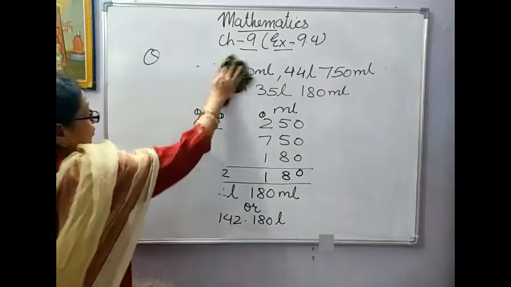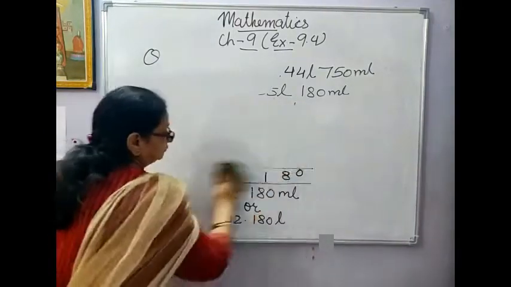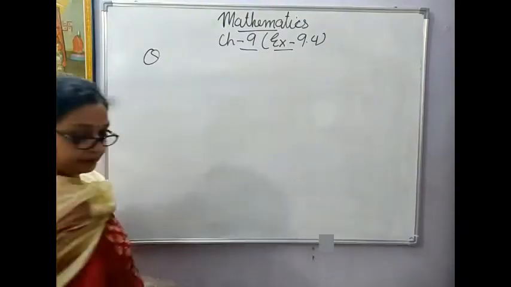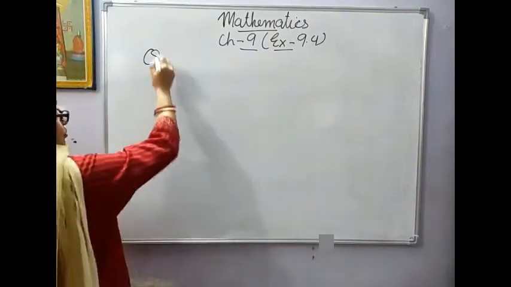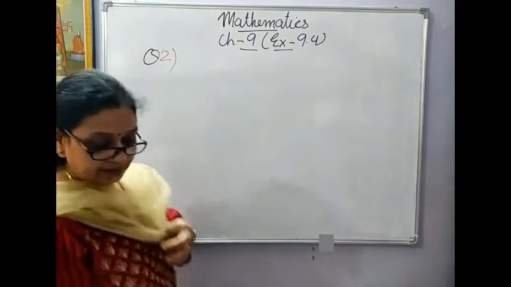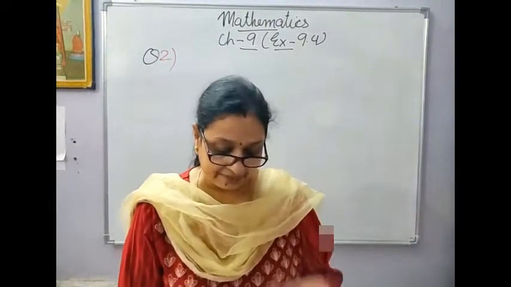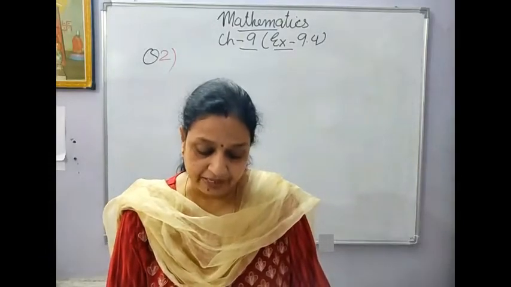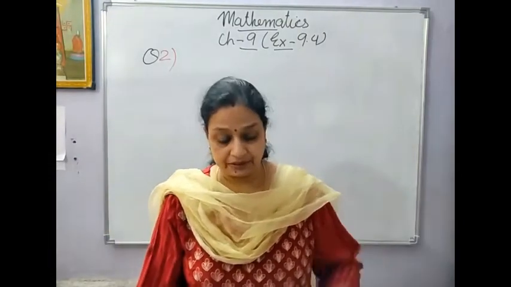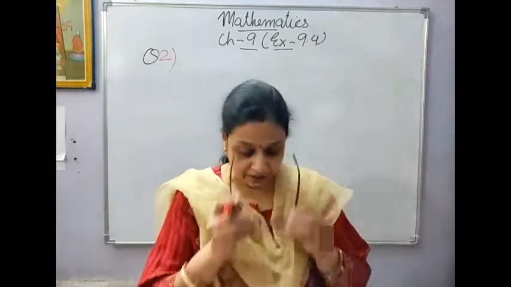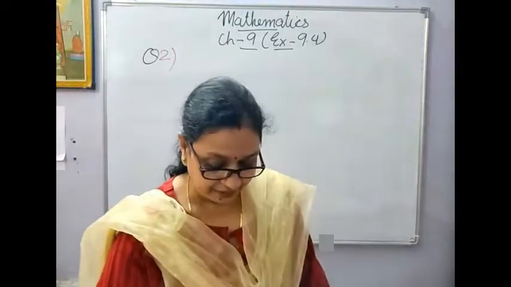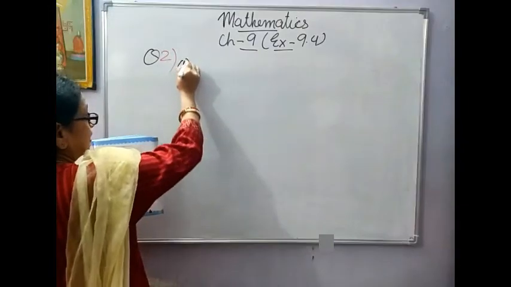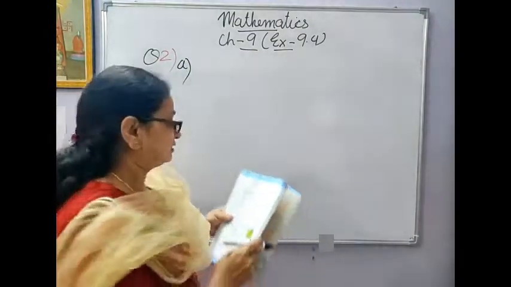Question number 2. In this, find the difference and write expanded form in units. Difference means subtraction. So these are subtraction sums. Question number 2A. We will not change any sum in this because they are direct sums.